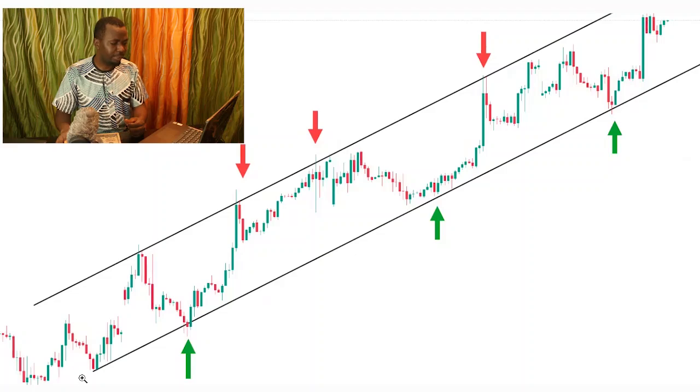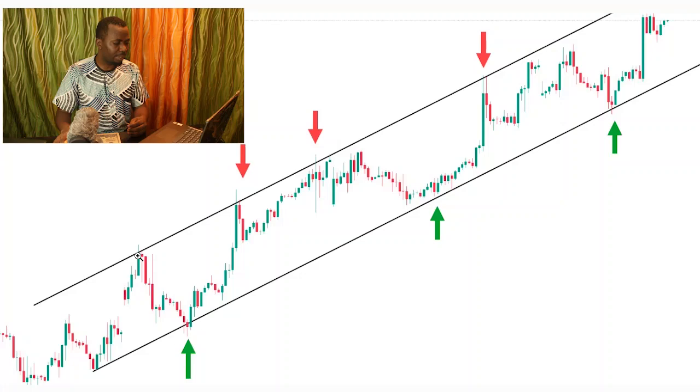You connect first the lows, make sure you connect the lows, and then you connect the highs, right? So now it looks like a channel. So the price will now be reacting inside this channel box. So when the price comes to this upper trend line, you take a sell trade because the price is going to make a retracement down to the lower trend line.